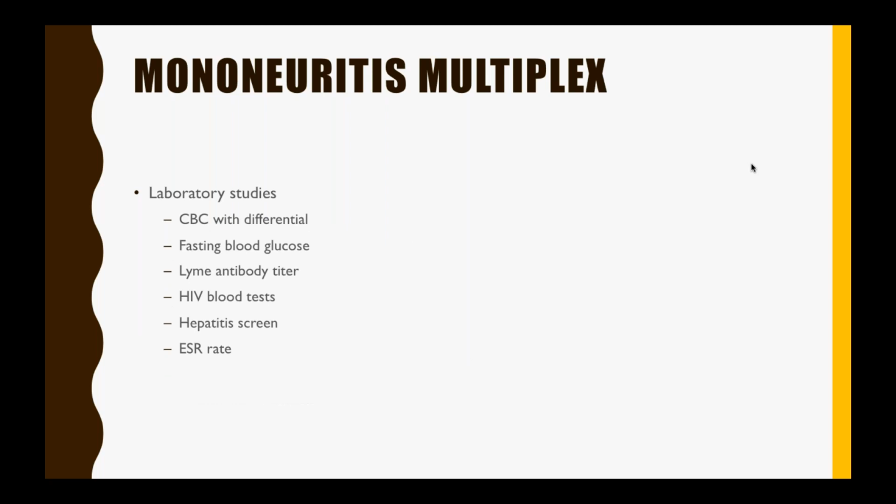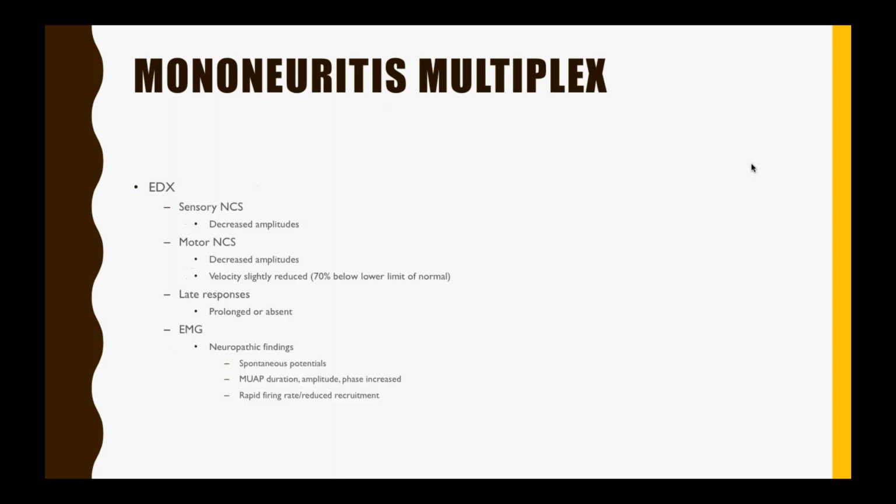Laboratory studies are important for assisting with the diagnosis of mononeuritis multiplex: a standard CBC with differential, fasting blood glucose to assess for concomitant diabetes, and the Lyme antibody titer, which should have been performed with this patient. Unfortunately, as I mentioned, I didn't get the follow-up. HIV blood tests, hepatitis screens, and ESR are also indicated in mononeuritis multiplex.